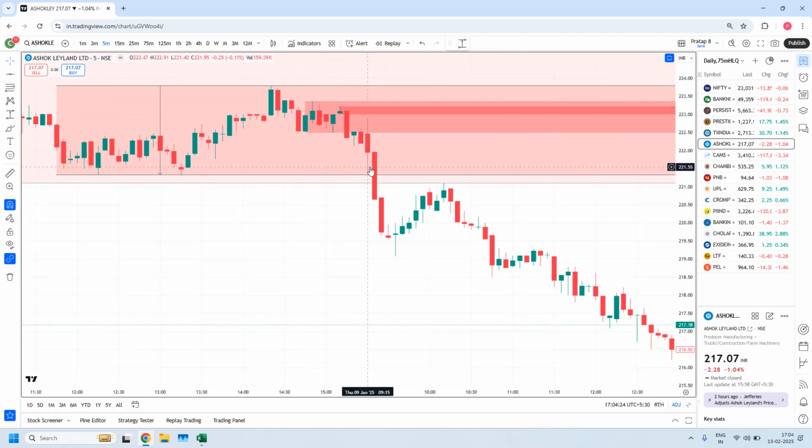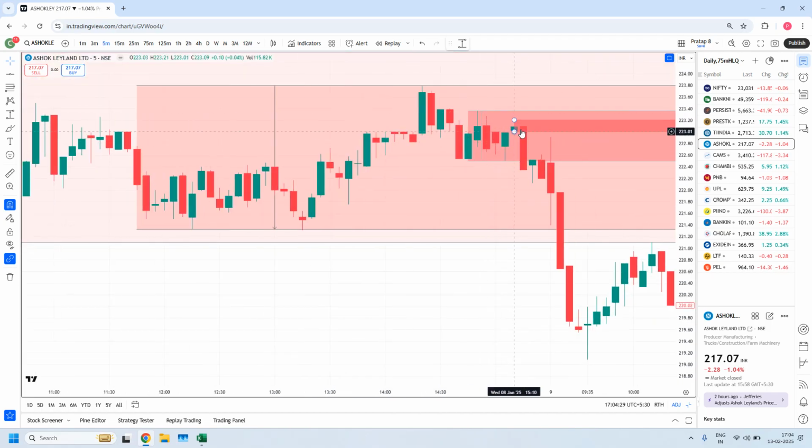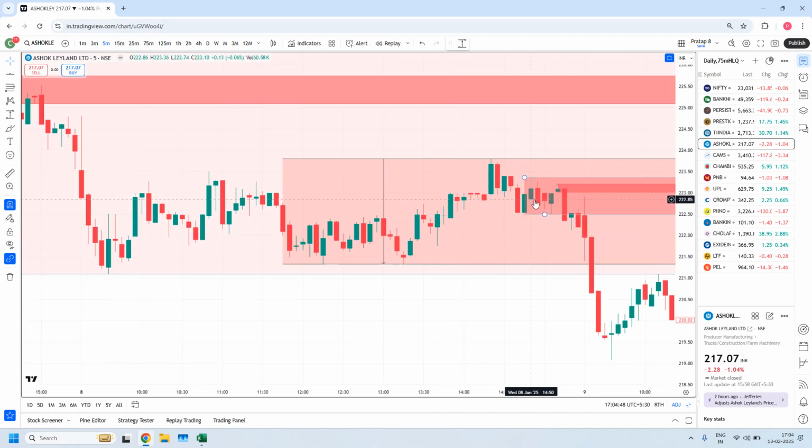So this is the analysis we did earlier. See here, instead of drawing this LTF zone, you can also draw this. This is also valid. Rally, base, drop. The lower time frame zone as a horizon to this 15. Either way you can plan your trade. That is also valid.